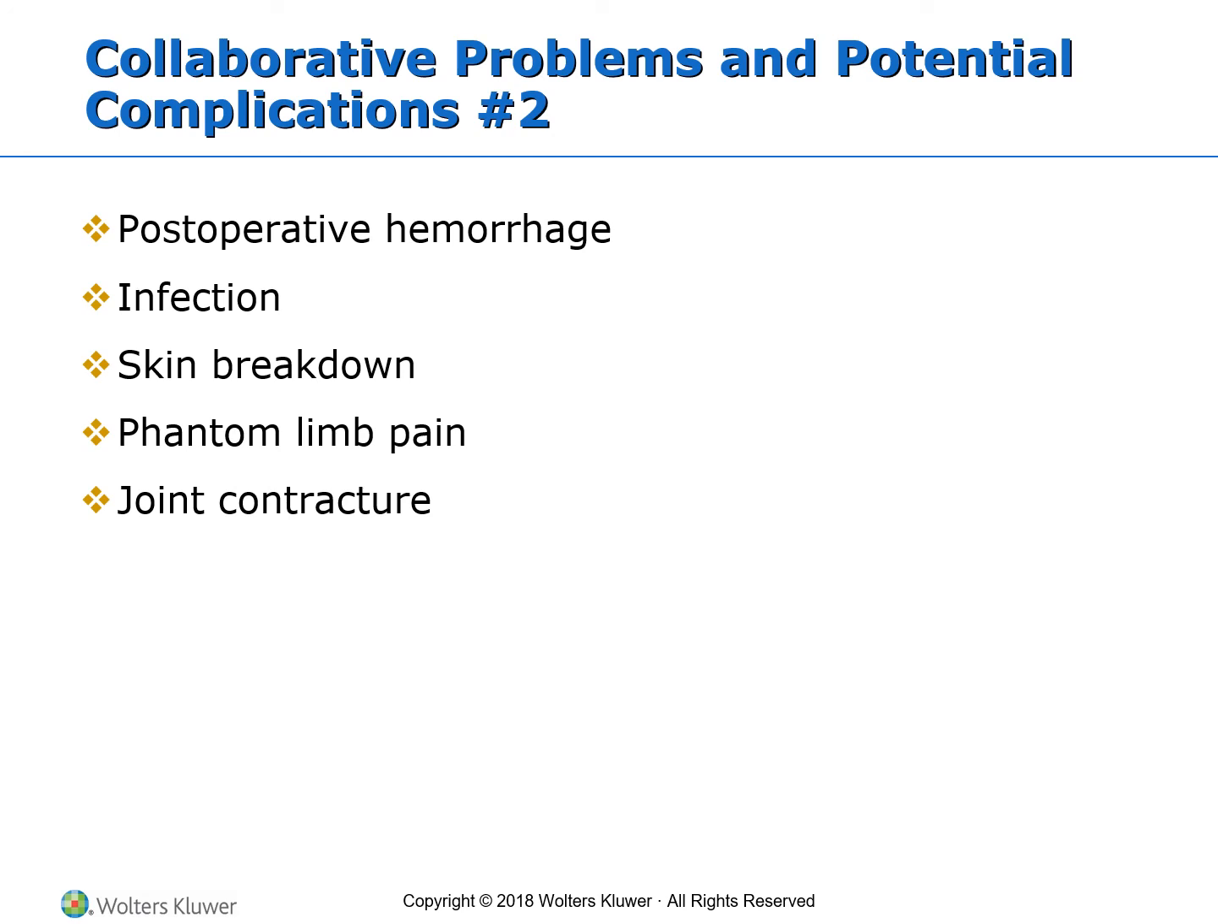Okay. You want to avoid joint contractures, and depending on where the amputation is, there are certain things you should and should not do as far as putting the extremity on pillows or not putting the extremity on pillows, and it's all dependent on where the amputation took place.